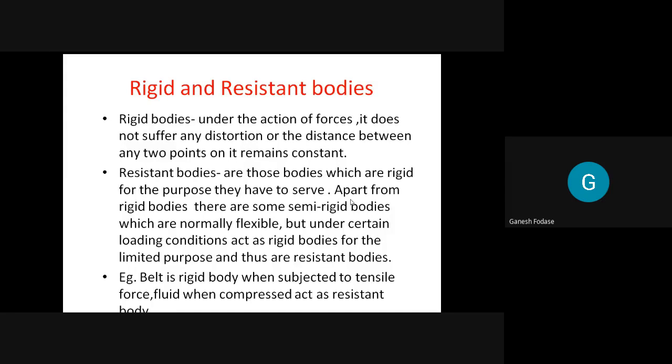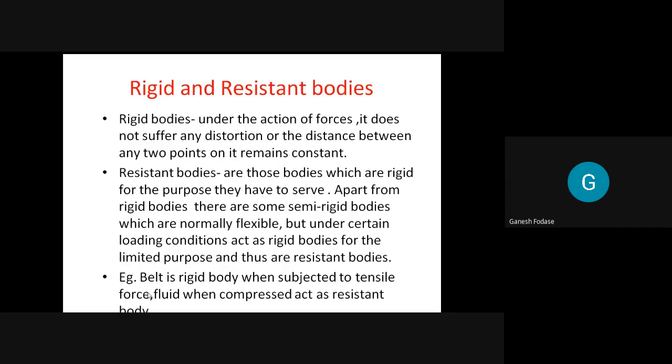Apart from rigid bodies, there are some semi-rigid bodies which are normally flexible, but under certain loading conditions act as rigid bodies for a limited purpose, and thus they are called resistant bodies. For example, a belt. We know a belt is not a rigid body, but a belt will act as a rigid body when it is subjected to tensile force. If I apply some compressive force on a belt, will it act as a rigid body? You know, tensile and compressive.